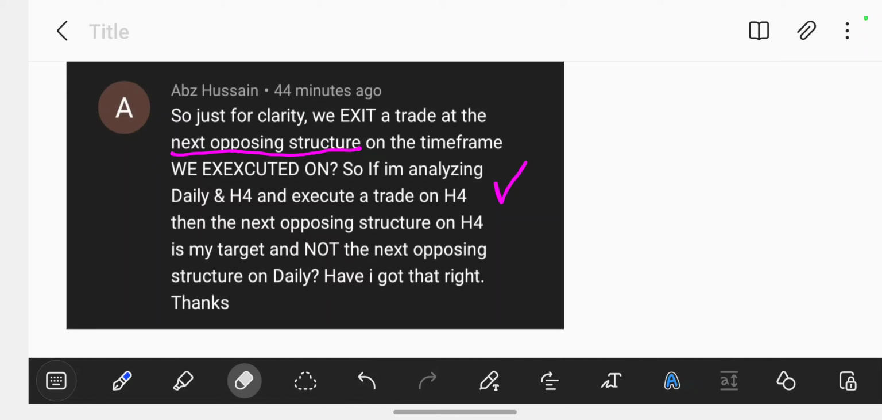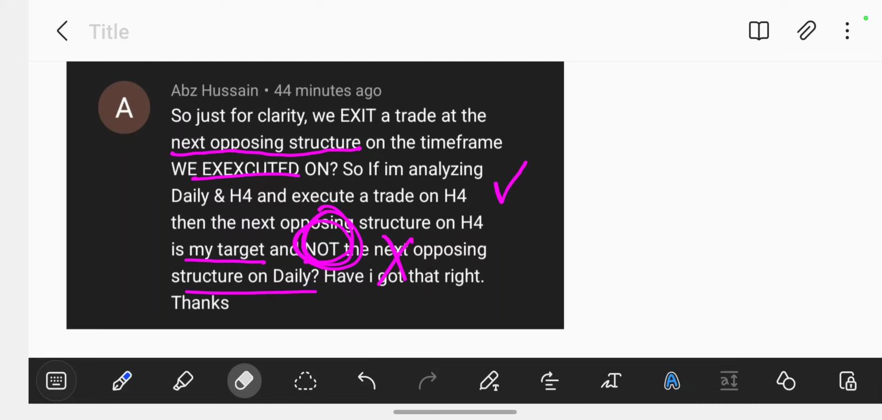You need to know that when you're saying next opposing structure, what do you mean? And you're saying on the time frame that you executed on, that's correct. So daily and H4, and you execute trades on H4. So if you're trading daily and H4, then daily is for your trend, H4 is for your execution. That's where you're taking trades. And then the next opposing structure should be on H4. That's where you put your target, and not on the structure on daily. That's where you got it wrong.